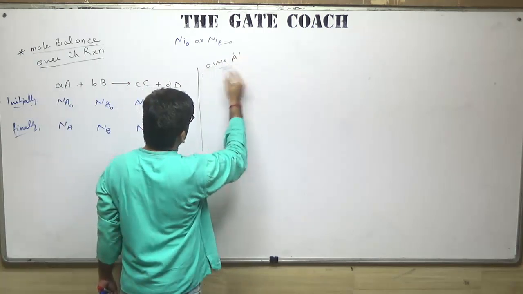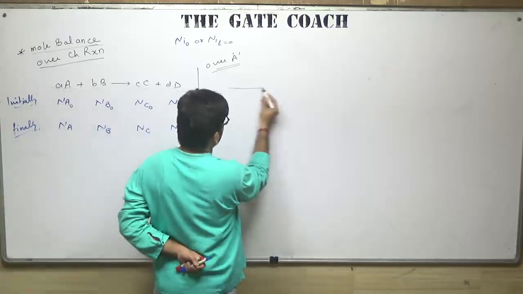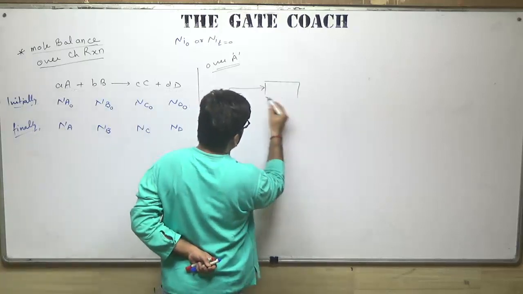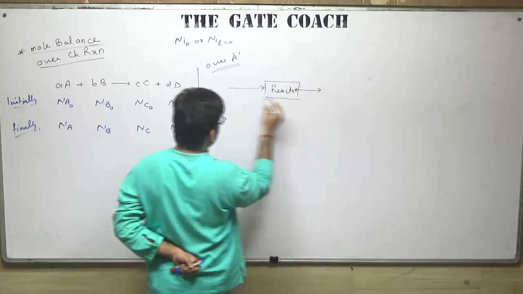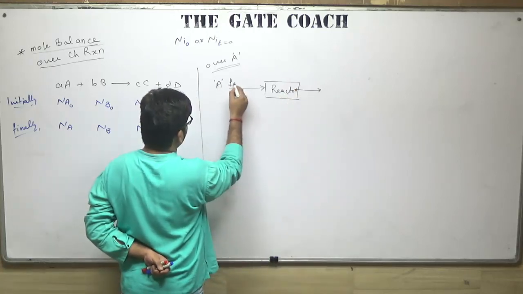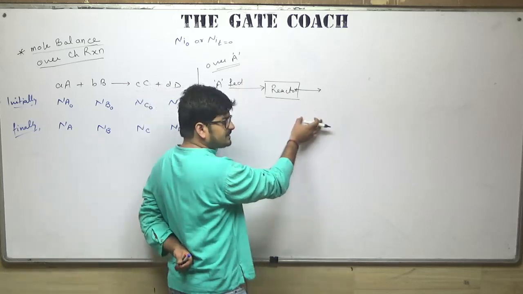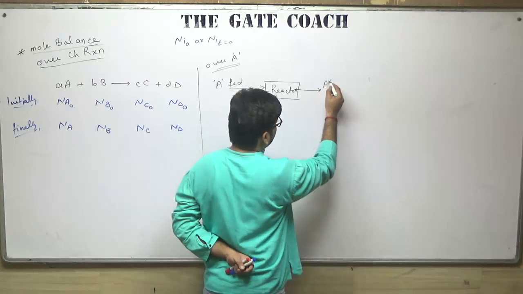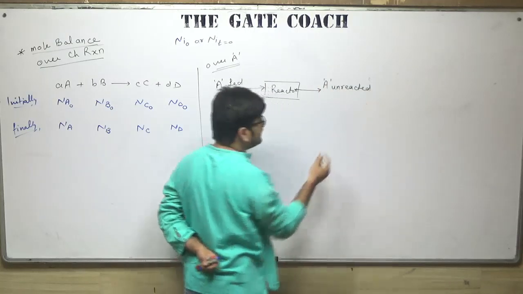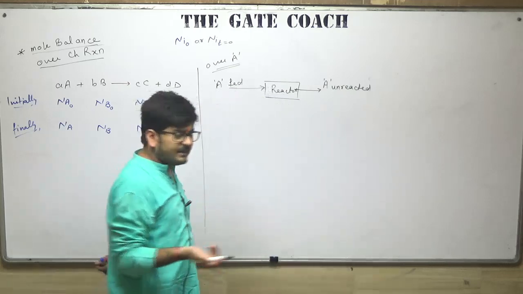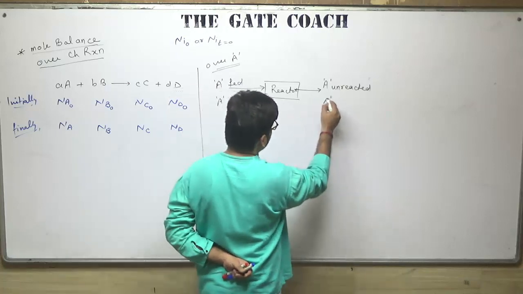Over component A. Okay, so this is a reactor. I am feeding some A. Some A will react, and at the outlet some unreacted A, or you can say some unconverted A, will leave. You can write it as simply A in or A out.